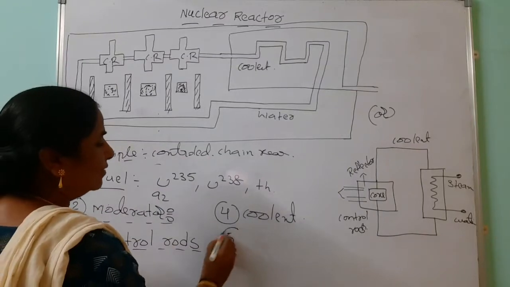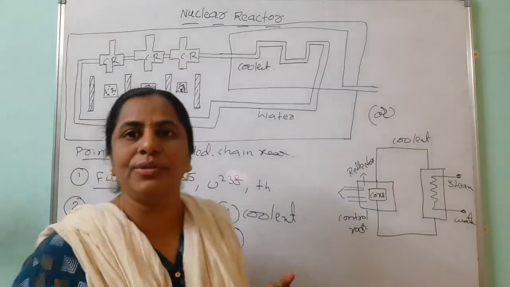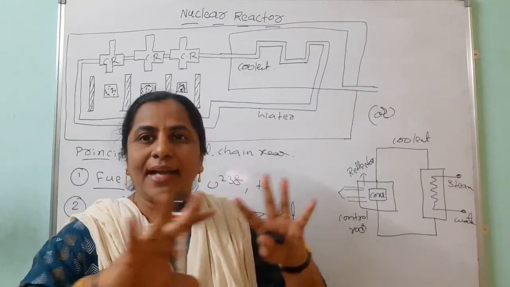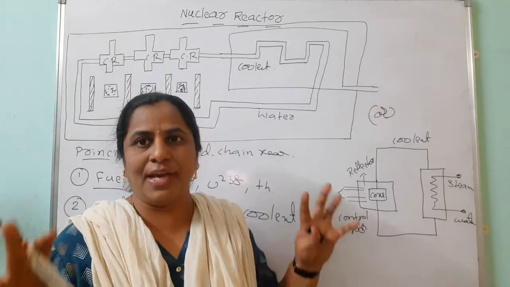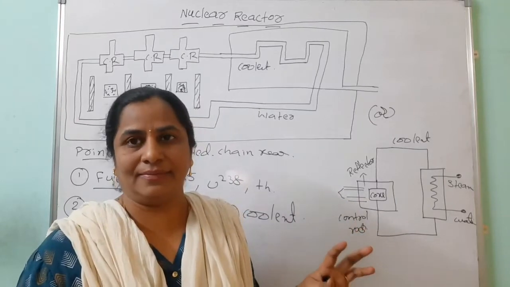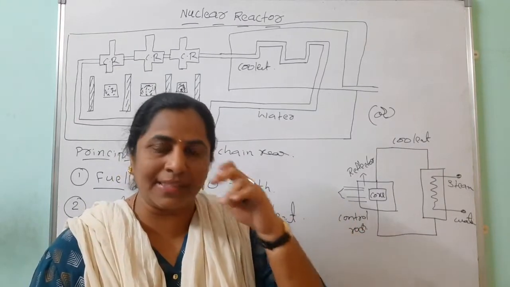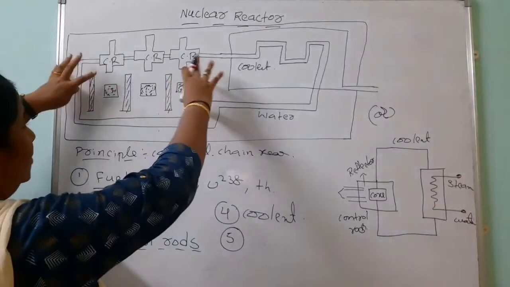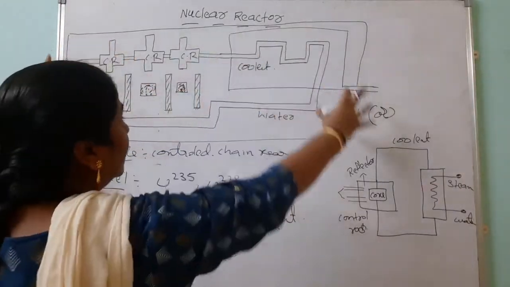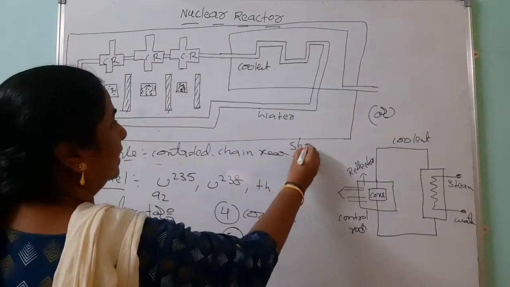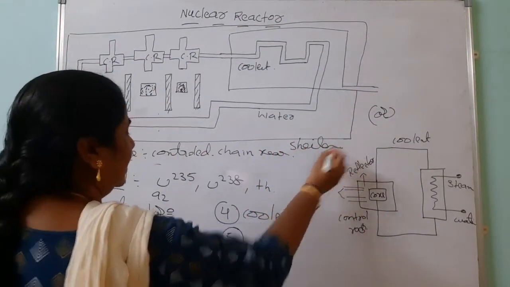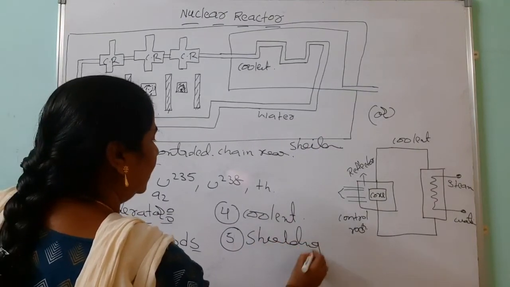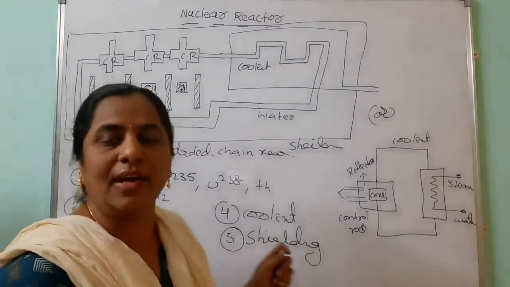Then the fifth part is very, very important. Don't do this experiment with the fuel and moderators exposed. The entire instruments we are placing into the shielding. Shielding is nothing but a 10 meter concrete wall or lead wall. We are closing these moderators, fuels, coolant, everything, and placing them into the shielding.